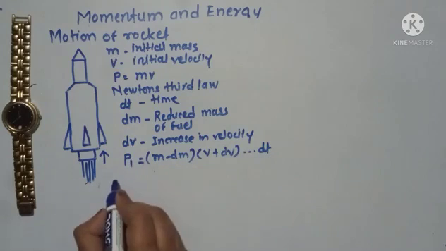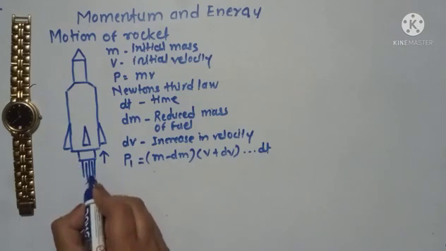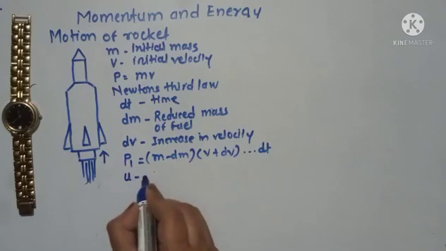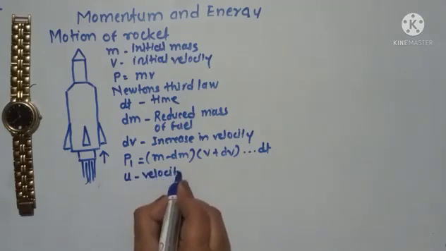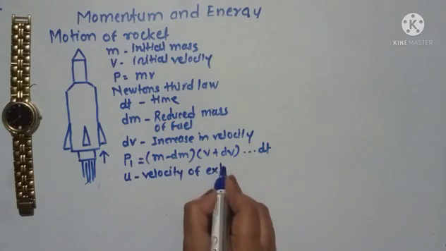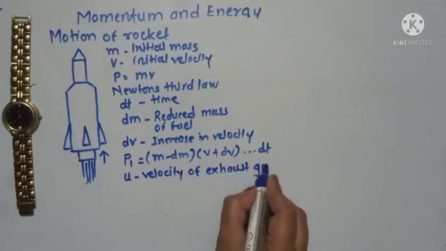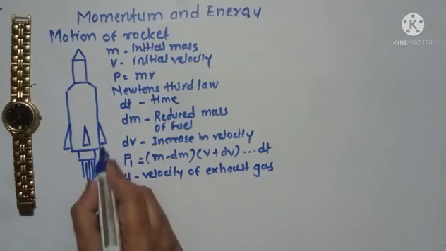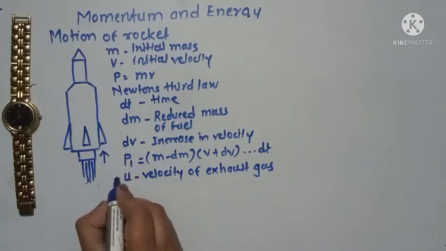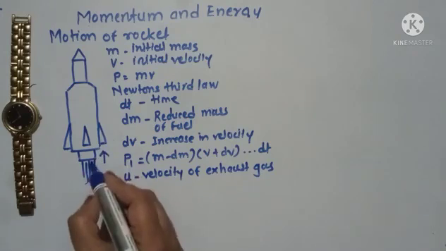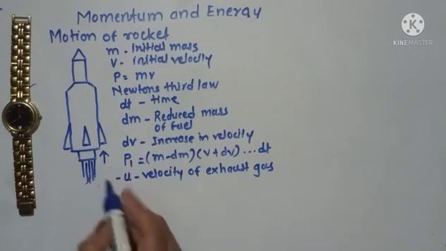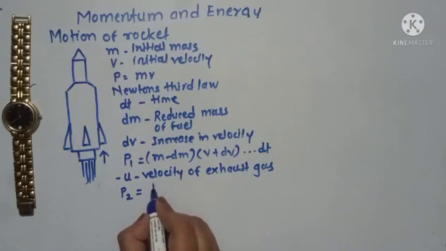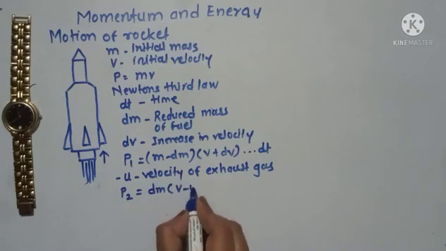Now suppose the exhaust gas will also have some velocity, and let's call that velocity u. So u is the velocity of the exhaust gas. The gas is moving in a downward direction, which is opposite to v. So we have to consider this velocity as minus u, and let us consider the momentum of this exhaust gas as p2. The momentum of the exhaust gas, p2, will be dm into (v minus u).